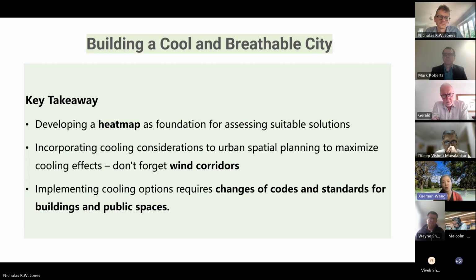And again, don't forget wind corridors, which have been consistently ignored by many. And the third part, of course, you will see that there are a lot of good guidelines and reports that have been produced. And one important part, eventually, to make that happen comes down to the building codes and the area standard, and that's quite important to incorporate into all those codes and standards to make that happen.